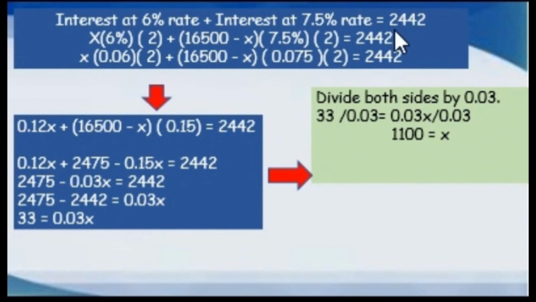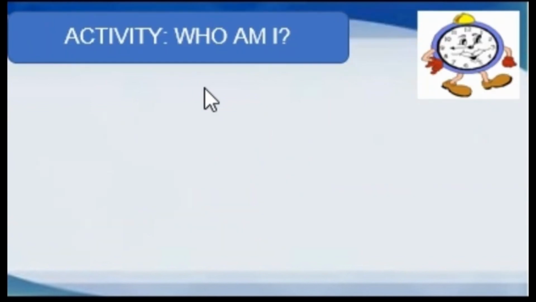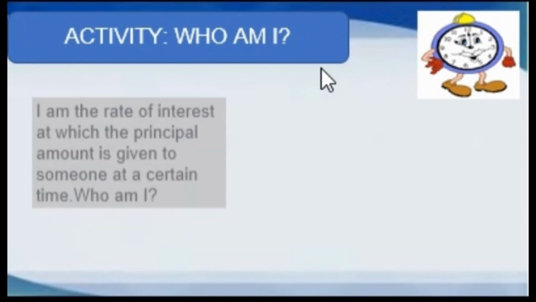Yung principal amount kay 6%. Okay? So, yan yung answer. So, hence, the amount invested at 6% rate is 1,100 pesos. Next, proceed tayo to our next activity. Or ito na yung application natin, class. So, application, the title of activity is Who Am I? Okay, I have here black strip. All you have to do is to write your answer sa strip and then at the count of 5, you will raise your answer. Okay, are you ready? Sige.